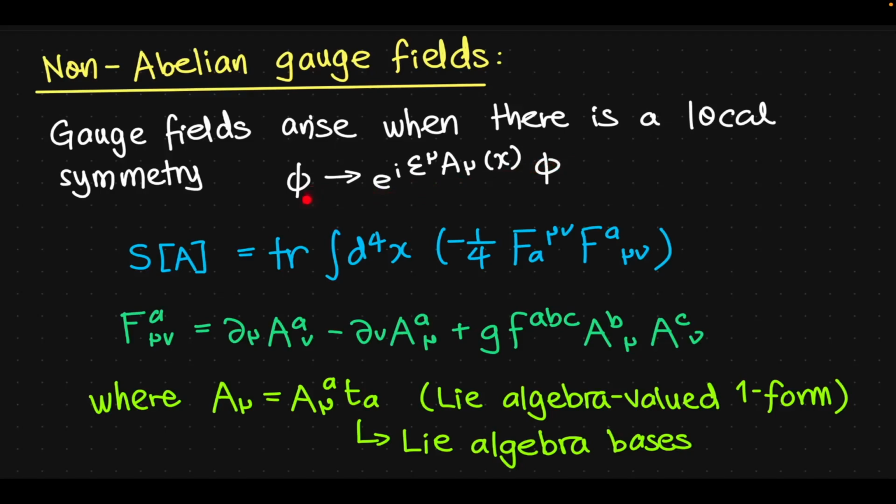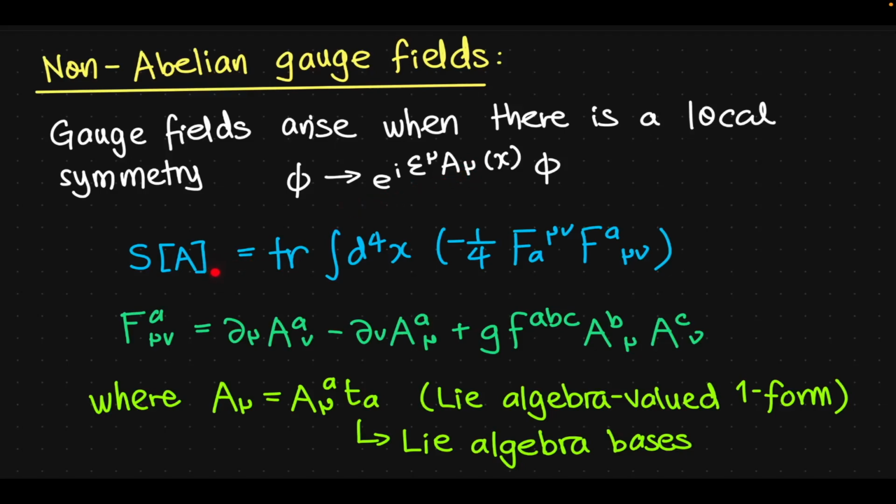that transforms from phi to e to the i epsilon to mu a sub mu of x phi, such that it keeps the action invariant under such a transformation, then we know that there's indeed a local symmetry that's generated by this a sub mu of x. It depends on x, so that's why it's local symmetry. So this a sub mu is called a gauge field that generates this gauge symmetry.